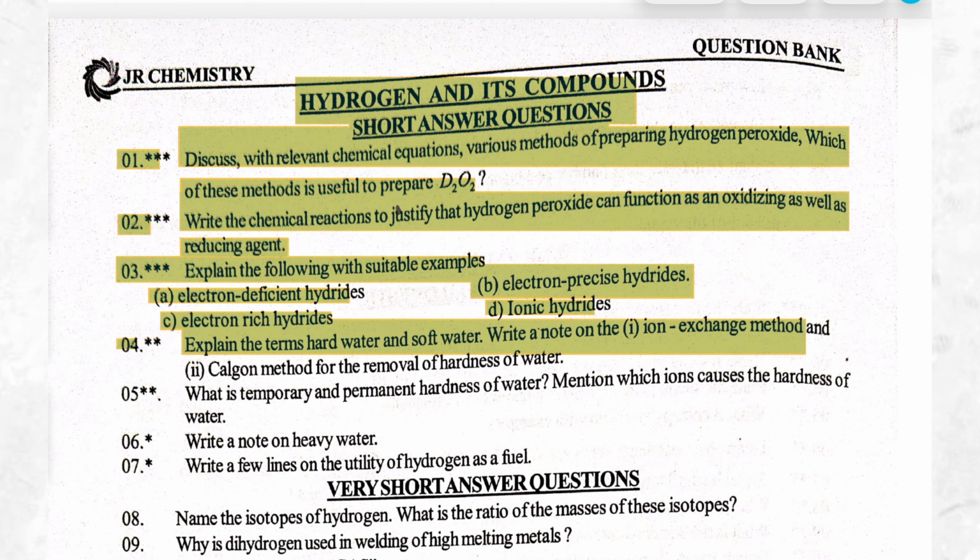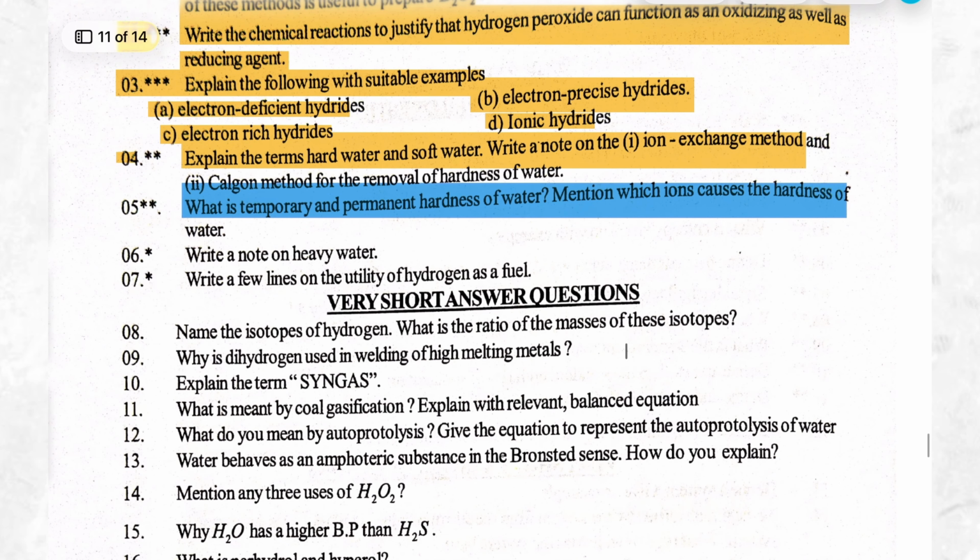Hydrogen peroxide chemical properties. Right? Next one, hydrides: electron deficient, electron rich, electron precise, and ionic hydrides. That is also an important question. Sometimes they are asking about hard water, soft water, ion exchange method. The fourth one is also less important. That is double star. Right? And the fifth one is also double star. What is temporary hardness of water? That is also sometimes asked as an important question. Right, fine. And this is: write any few lines about utility of hydrogen. This is actually VSQ. Sometimes they are asking it as a combination of anything, SAQ, right?